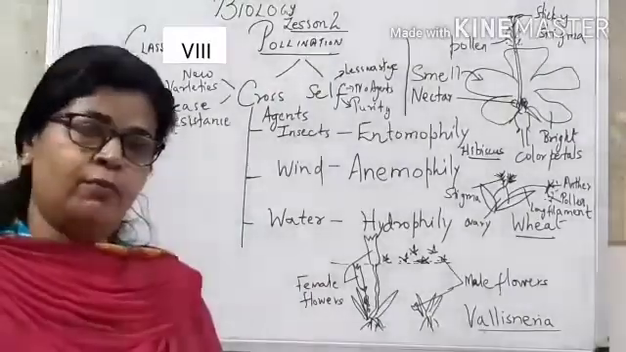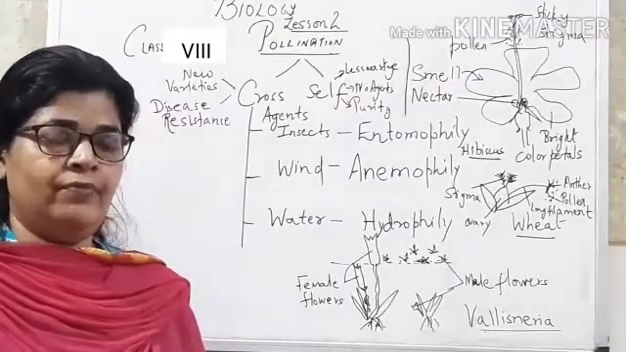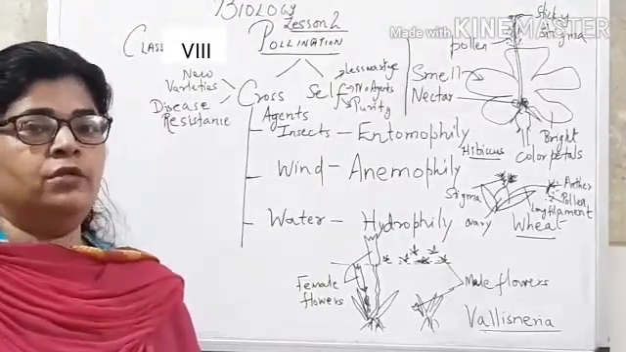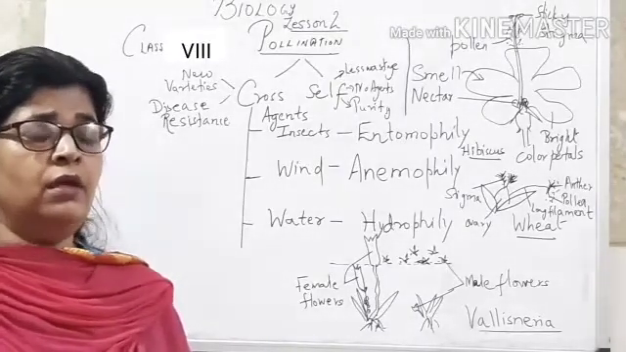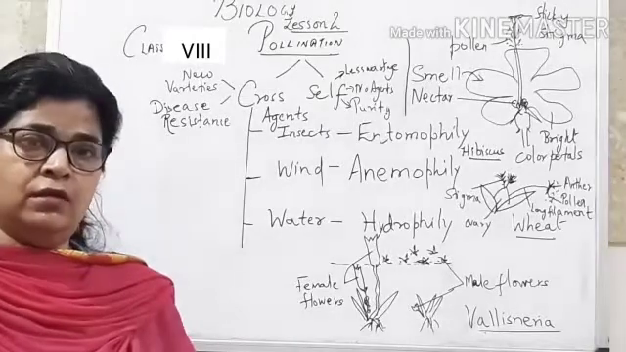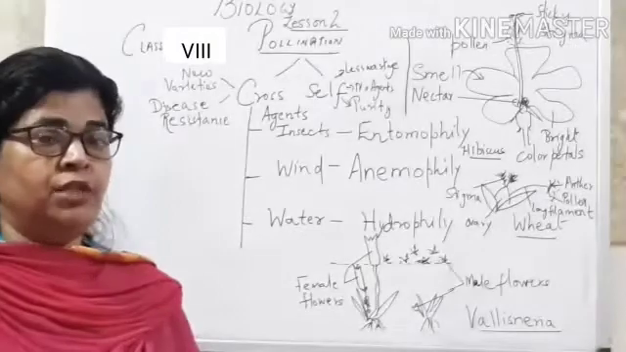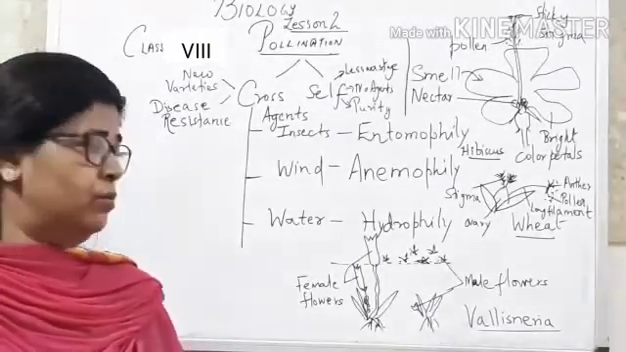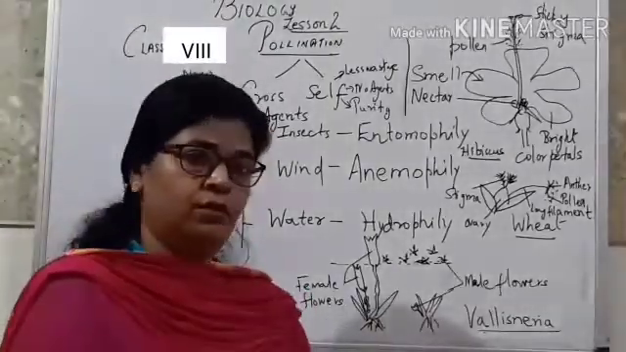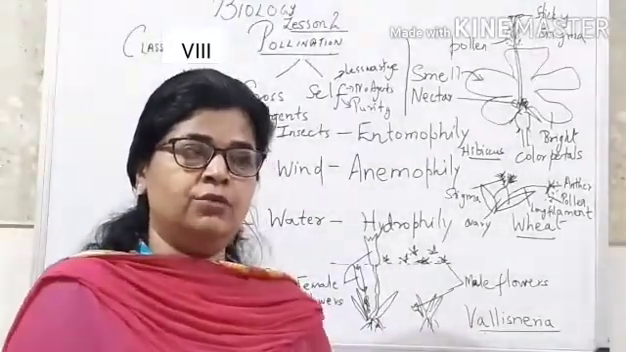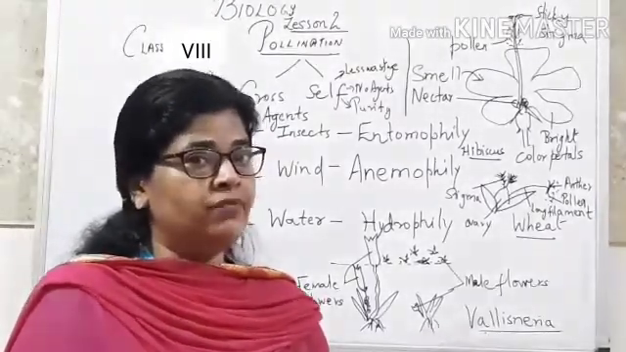Then the last type of pollination is water pollination. This is called hydrophily. In this pollination, the plants adapt to living in water, and here mostly the male and female flowers are found in different plants, and they have different times of maturing. So male flowers mature first. They are found much below the water level, and once they mature, they break, they become waterproof, light, and they float on the surface of water.